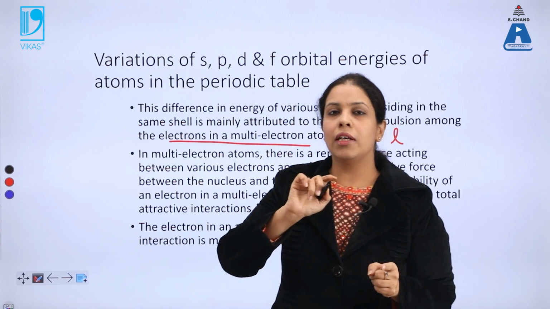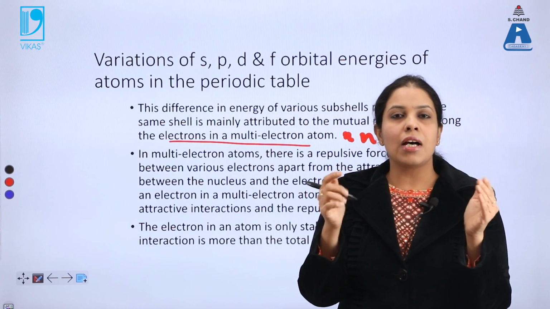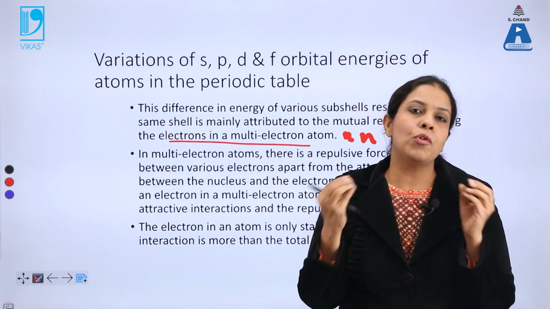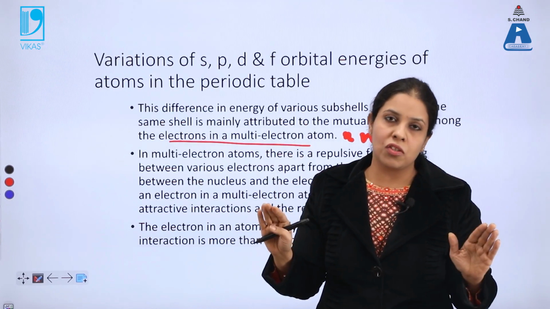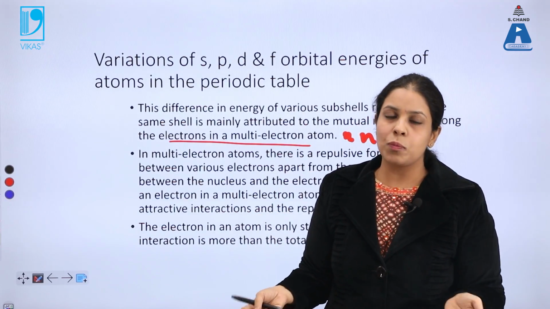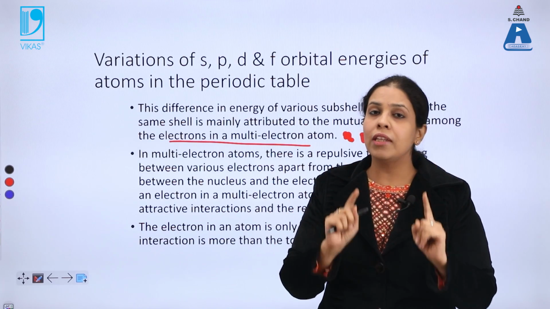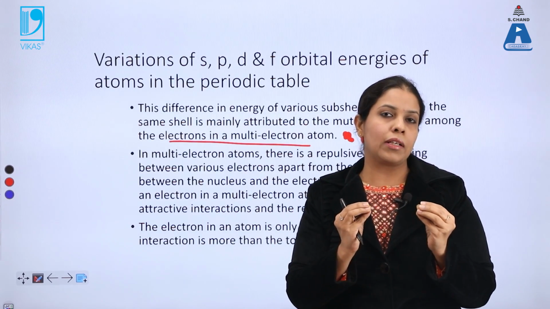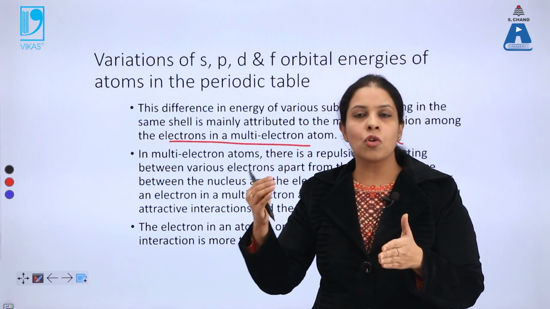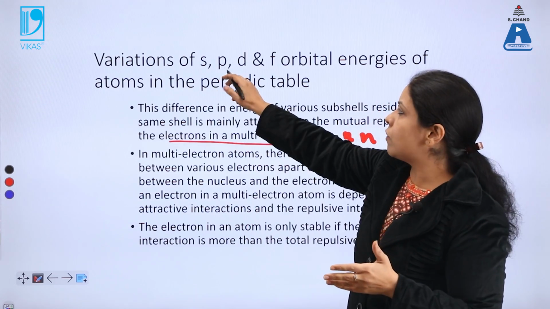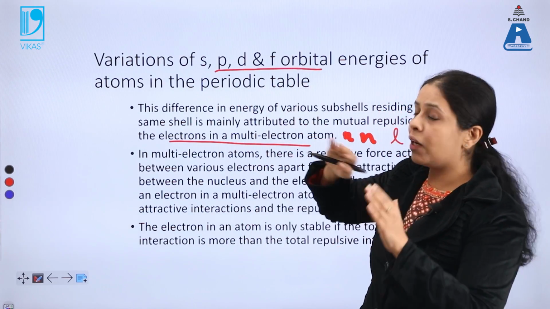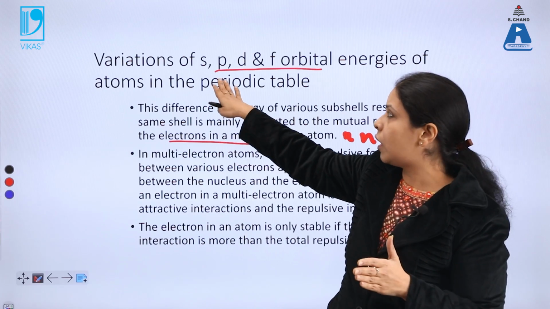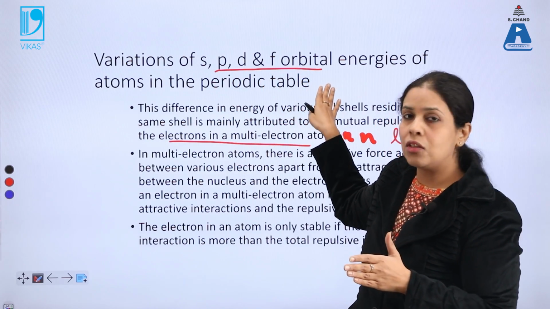The reason over here is because the electrons are repelling each other. As you know, opposite charges attract and like charges repel each other. So all the electrons are negatively charged species, so they repel each other. In that case, we have to consider whether your electron is coming into an s, p, d or f orbital. That is our topic: what would be the variation of these energies, depending on which orbitals our electrons are entering.